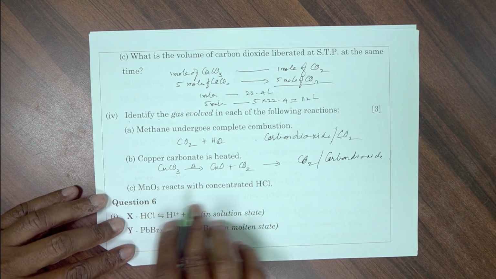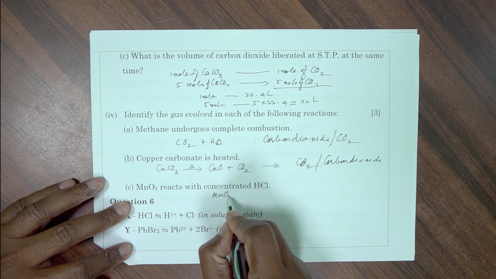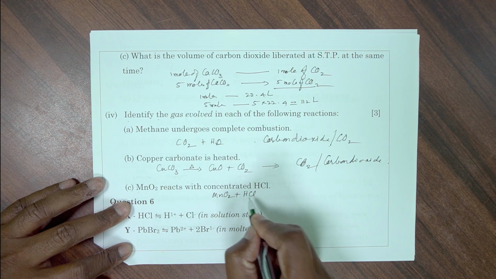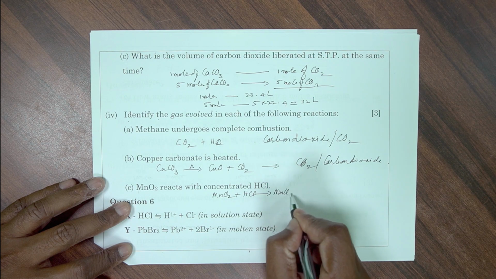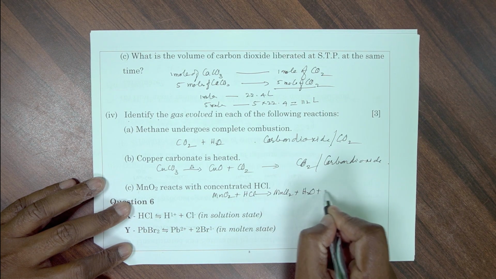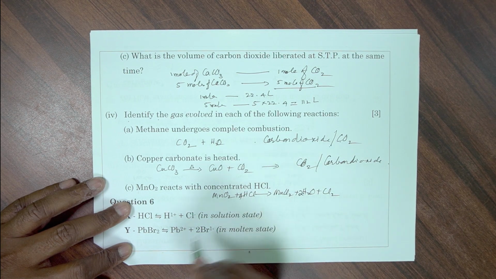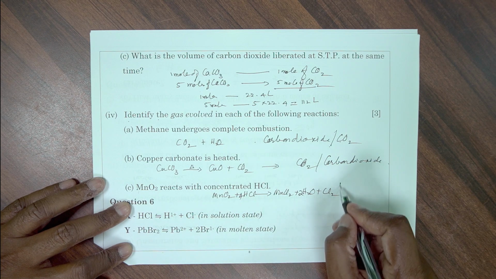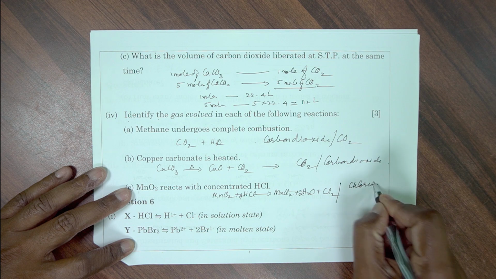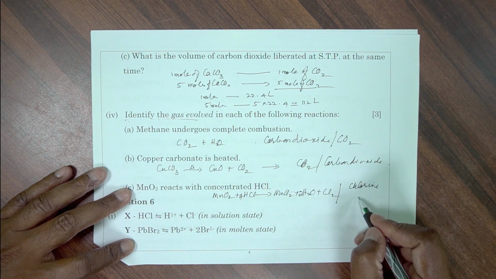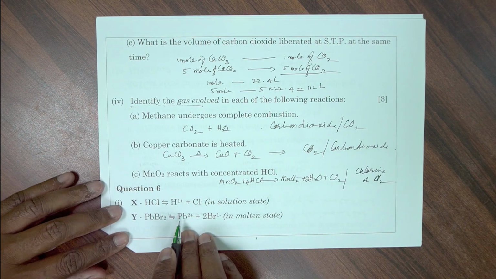Right? MnO2 reacts with concentrated HCl. We know this MnO2, manganese dioxide. It's a laboratory preparation of chlorine. So MnO2 will give MnCl2 plus H2O plus Cl2, with 4 HCl, right? Anyway, the equation is not required. This is not the answer. The answer is chlorine. The question says identify the gas evolved, chlorine or Cl2. Don't write Cl, the correct molecular formula is Cl2, right?